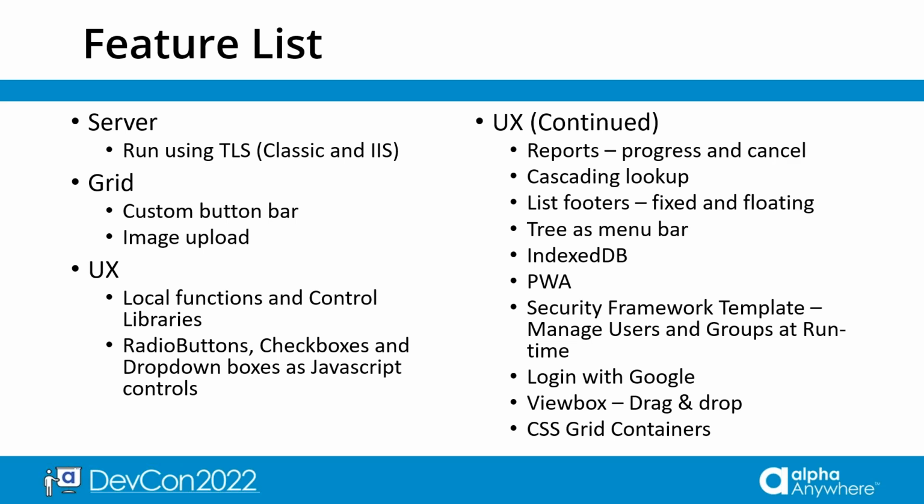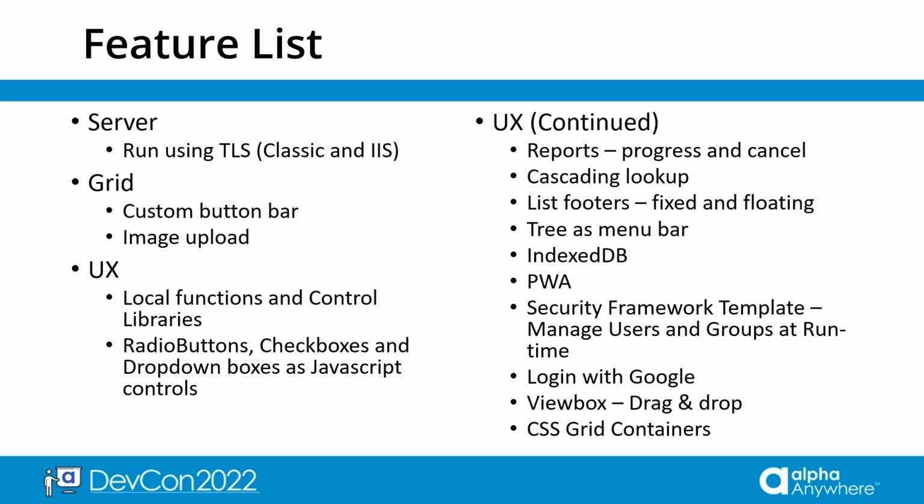On reports, we're going to show how you can now display progress for long-running reports and cancel a report that might be taking too long. We'll show cascading lookups, which is a new lookup type. We'll show how lists can have fixed and floating footers, which is really nice. We'll show how a tree control can be rendered as a menu bar, and this has some important ramifications for your tab UIs.